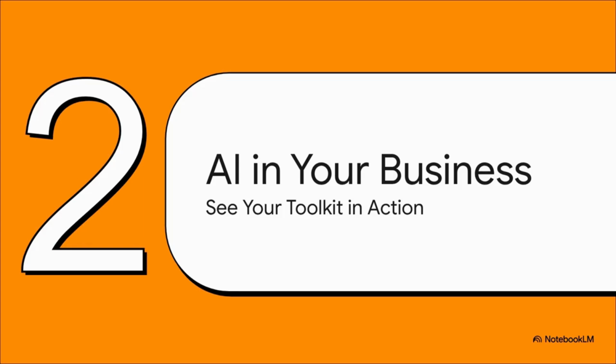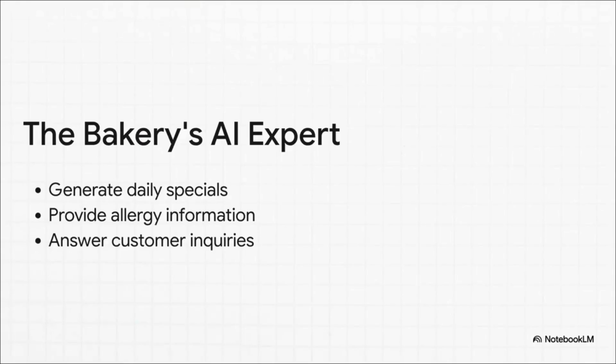Okay, that's enough of the theory. Let's see what this toolkit actually looks like when we put it into action. We're going to check out a few real-world scenarios to show you just how powerful this can be for a business just like yours. Let's start with, say, a local bakery. They could build a menu planner assistant. If they feed it all their recipes, it can instantly come up with creative daily specials, which saves the owner hours of planning. It can also answer customer questions about allergens on the spot, building trust and keeping everyone safe. I mean, that's time saved and happy customers, all because their little expert is right there, ready to help.